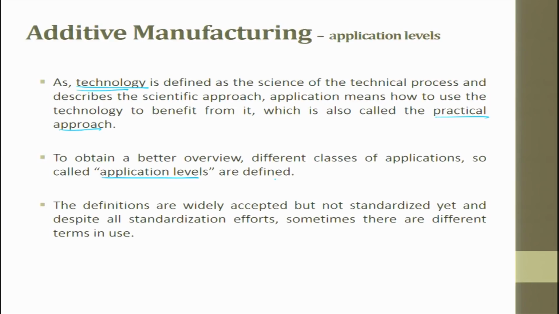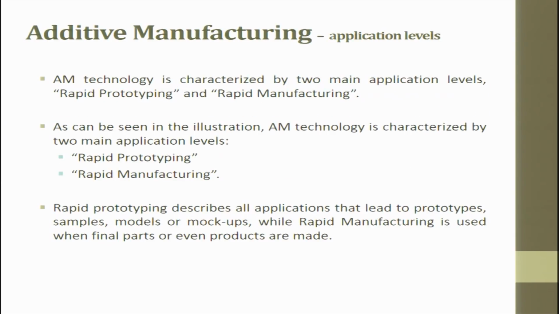To apply this technology, the definitions are widely accepted but not standardized yet, and despite all standardization efforts, there are sometimes different terms in usage. So, AM technology is characterized by two main application levels. One is rapid prototyping, the other one is rapid manufacturing.